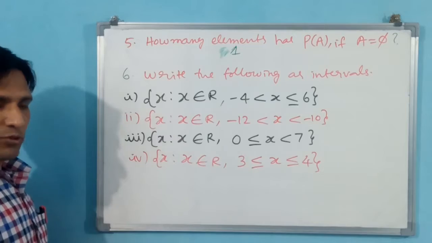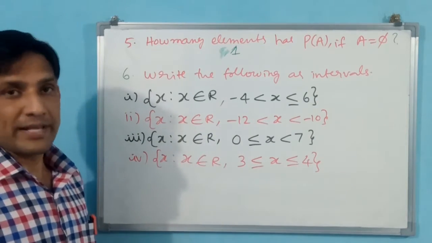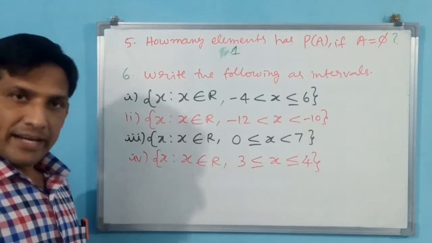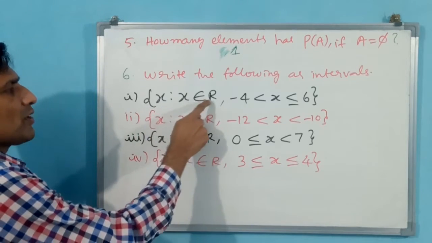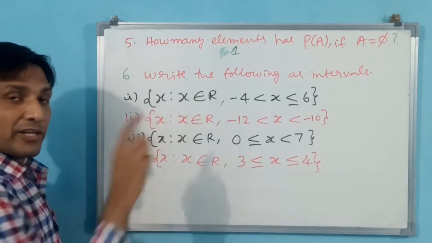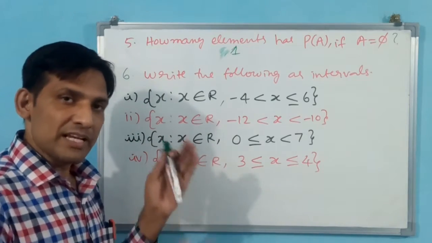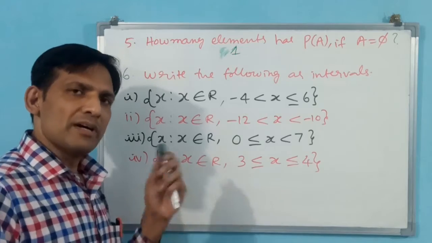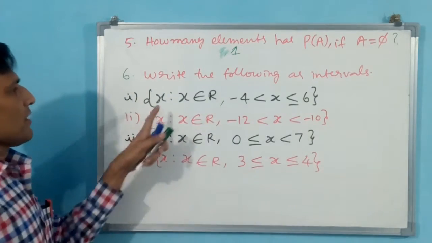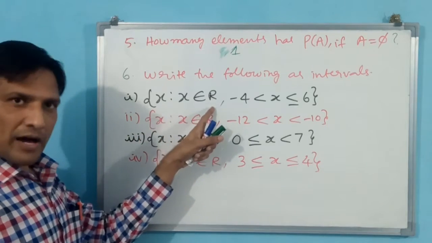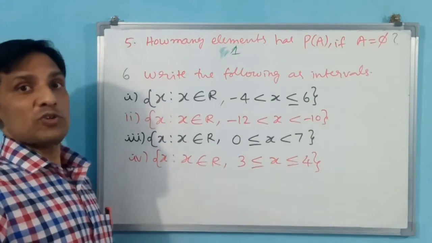Okay, now you see the sixth question. Write the following as intervals. Intervals I have told you how to write. Let us see how to write intervals here. First part: for all values of x, x belongs to R, a real number. Real numbers include rational and irrational numbers. Rational numbers include integers, whole numbers, natural numbers, everything becomes real numbers. Now you see, for all values of x, x belongs to R, x is greater than -4 but less than or equal to 6.